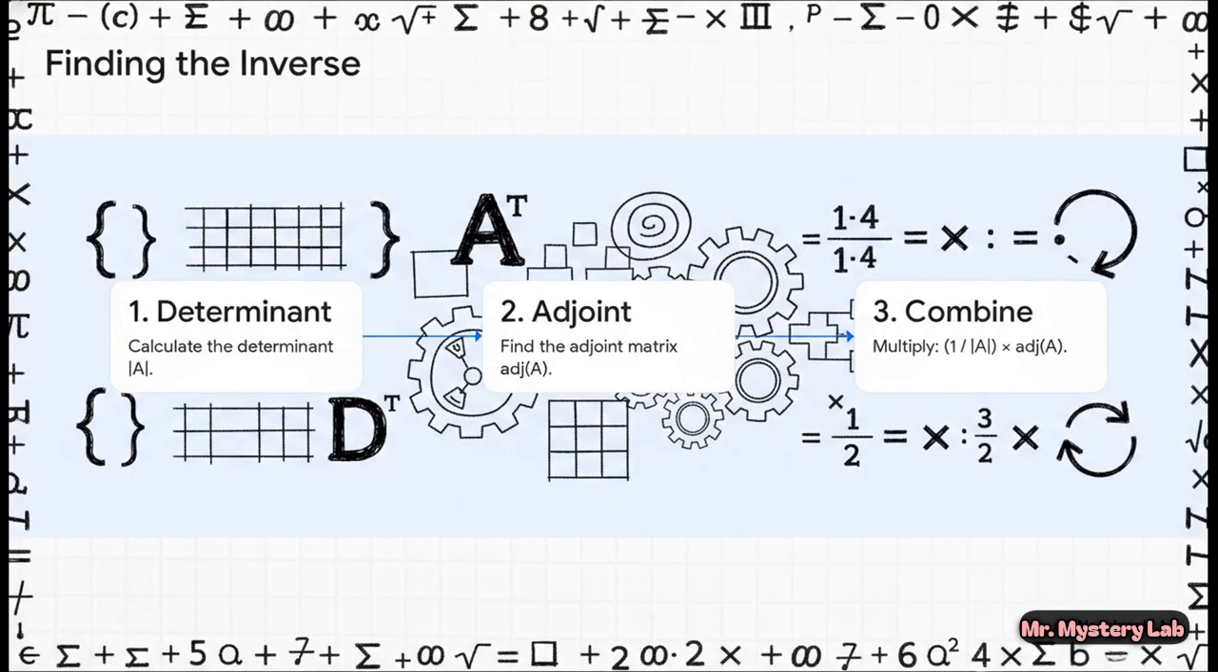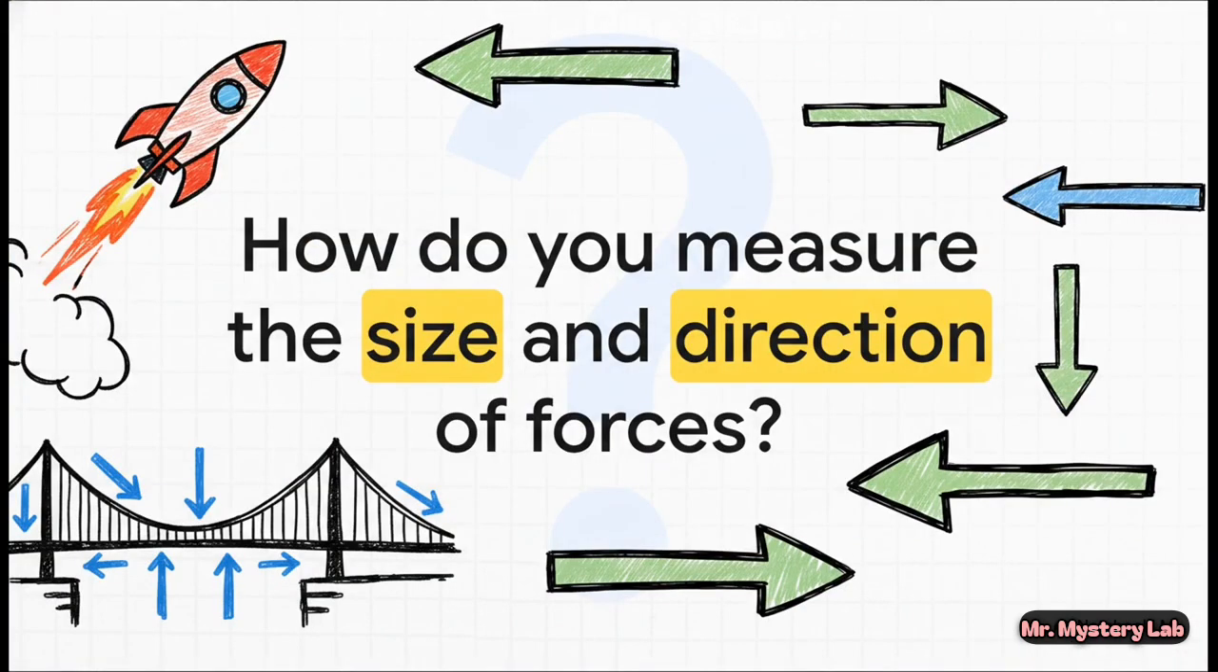Now, the real magic here is finding something called the inverse of matrix A. And I know, it might look intimidating, but it really just boils down to a repeatable three-step recipe. First, you calculate a special number called the determinant, which basically tells you if a clean solution even exists. Then, you find a related matrix called the adjoint. Finally, you just combine them. The point isn't to memorize the steps, but to see that there's a reliable process for untangling even the messiest web of equations.